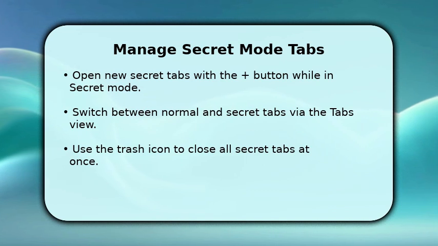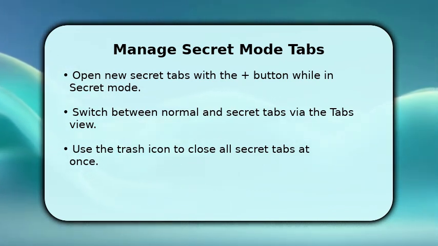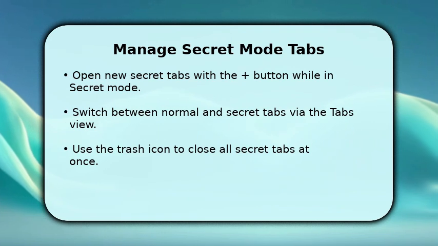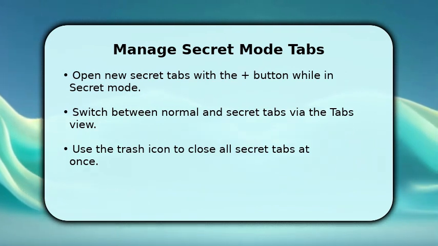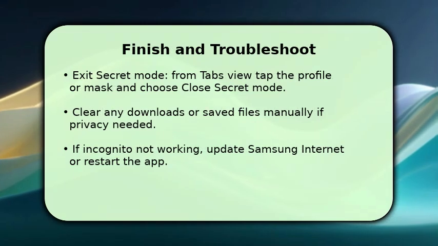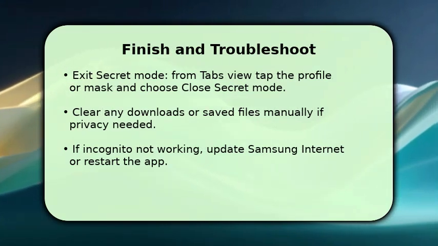If you need to close everything quickly, use the close all or trash icon to remove secret tabs and leave no active pages. This helps prevent accidental mixing of saved logins or cookies and keeps private searches isolated from your regular browsing. To finish, close secret tabs and exit secret mode from the tabs view.